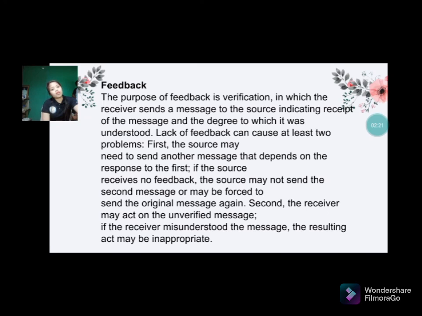Next is feedback. The purpose of feedback is verification, in which the receiver sends a message to the source indicating receipt of the message and the degree to which it was understood. Lack of feedback can cause at least two problems. The first is that the source may need to send another message that depends on the receiver's response, and if the source receives no feedback, the source may not send the second message or may be forced to send the original message again. Second, the receiver may act on the unverified message. If the receiver misunderstood the message, the resulting act may be inappropriate. So, feedback is the person who responds to the message of the sender.